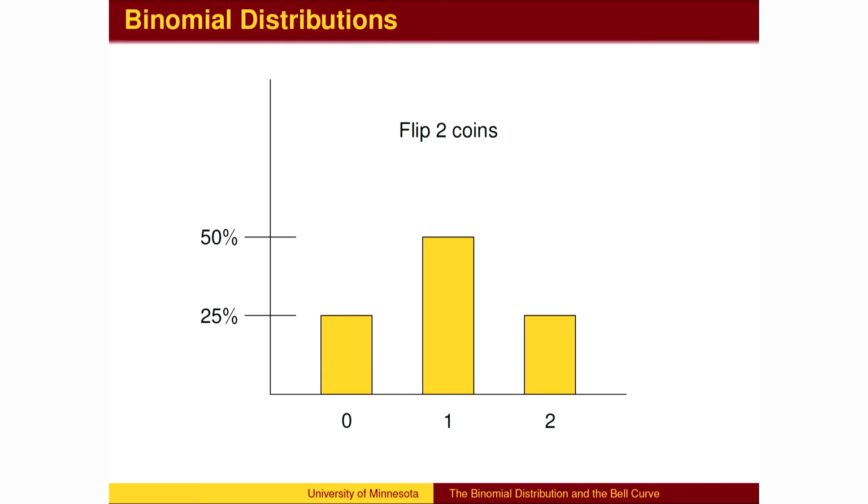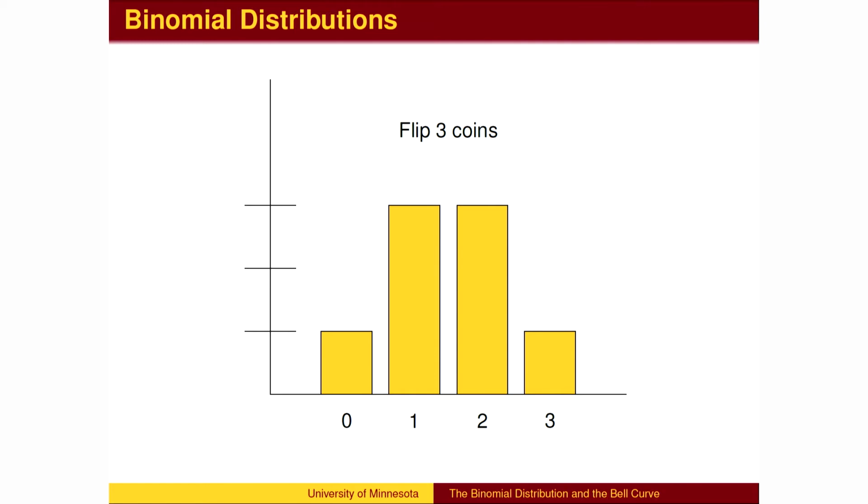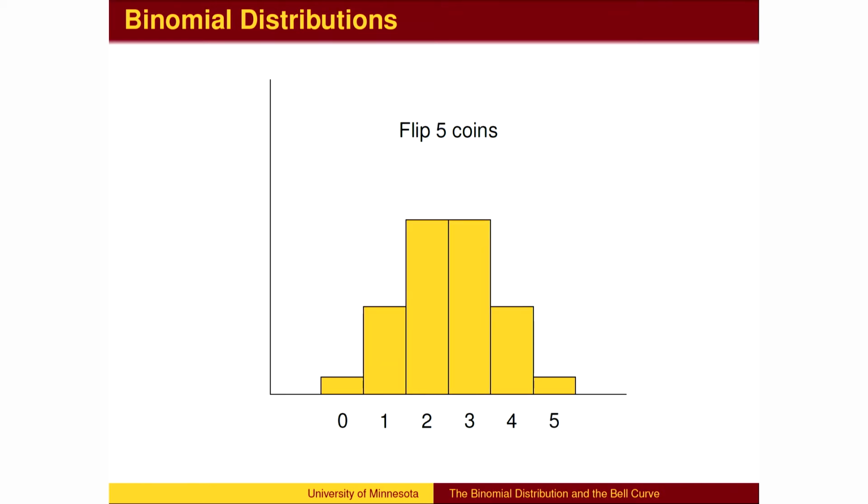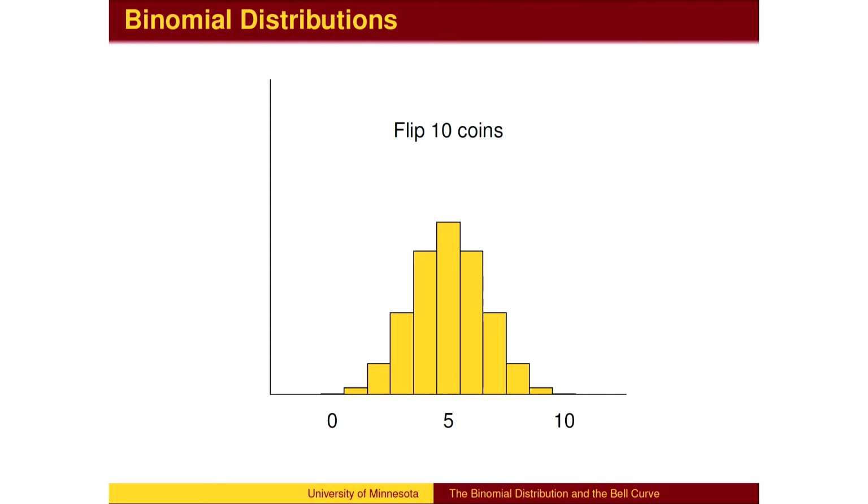When we flip two coins and count the number of heads, we begin to see the central tendency. We have a 50% chance of winding up in the middle. When we flip three coins, we start to fill up the middle section with more and more bars. At four flips, the extremes, no heads and all heads, are beginning to disappear. We proceed to 5 flips and 10 flips.